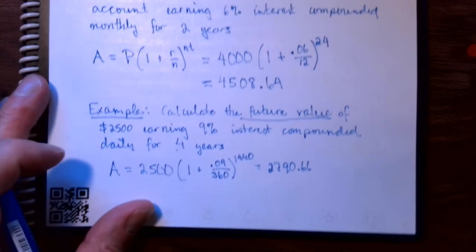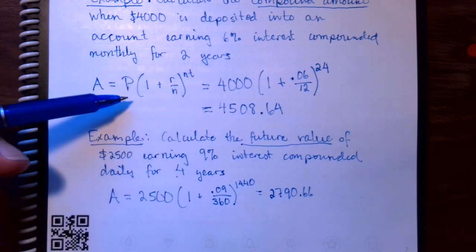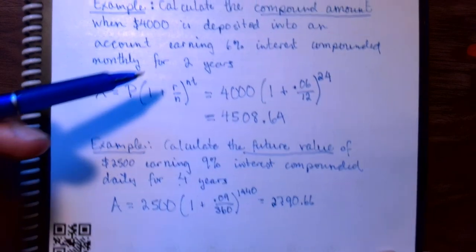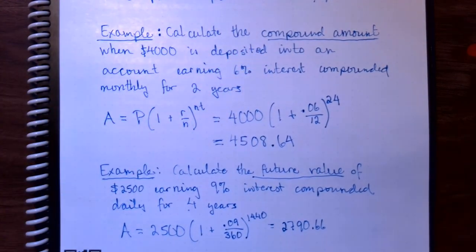All right, so this is the formula that we use right here for dealing with future value problems. It's also called finding the compound amount. It's when you know what you have at the beginning and you want to find out what you're going to have down the road.